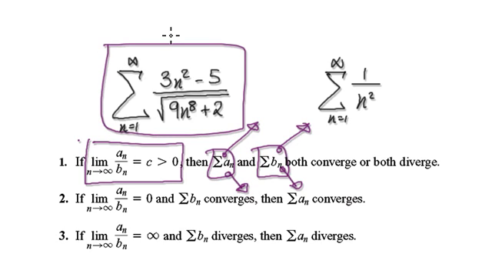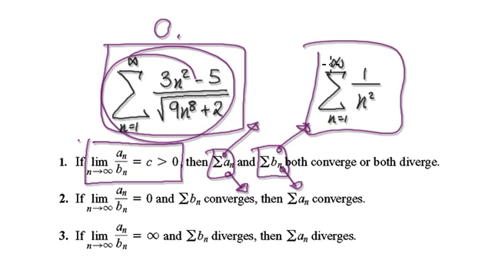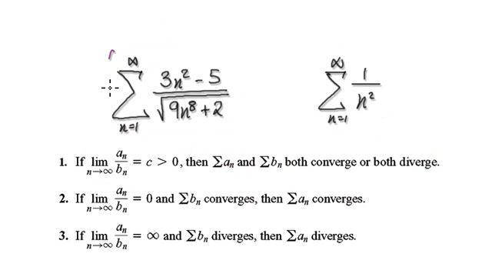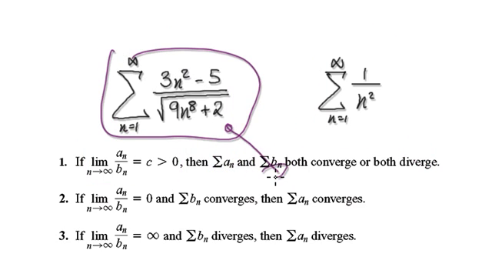This is our an here. We know nothing about this series here. We do know that this thing here is going to converge, because you should just be able to look at this and recognize that this is going to converge. So this will converge, therefore an, which we know nothing about, must also converge. So our series here will converge. Okay.